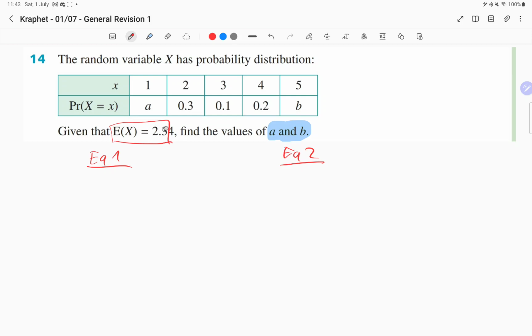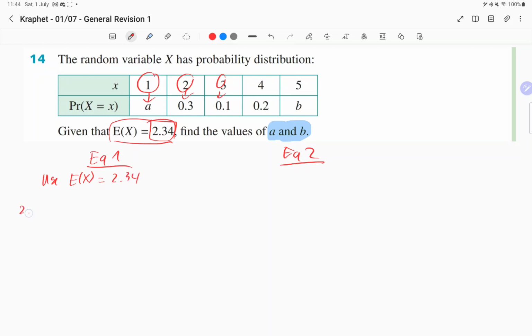You use one of the information that they give you. Expected value, again, we did that before. It's just take the value and then you times it by the probability. Take that times that, take that times that, and when you sum all of that, that will be the expected value, 2.34.